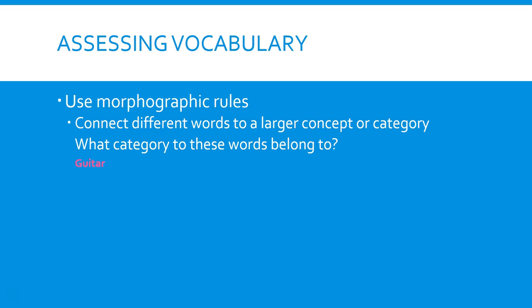Another way is to use morphographic rules. Okay, and this is just connecting different words to a larger concept or category. This is something that sometimes our students have difficulty with, being able to take a group of words and figure out how to classify them. So for example, I can give you some words related to a guitar, drums, and a saxophone. And if I ask you to put those words in a category, you would likely put them into a category called musical instruments.